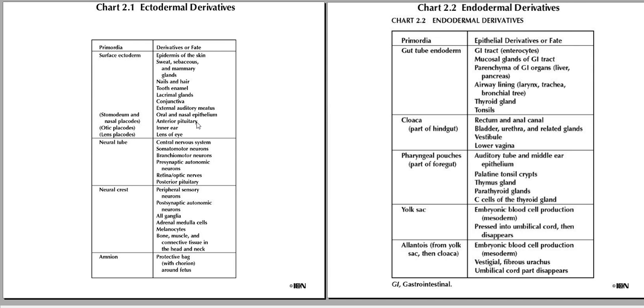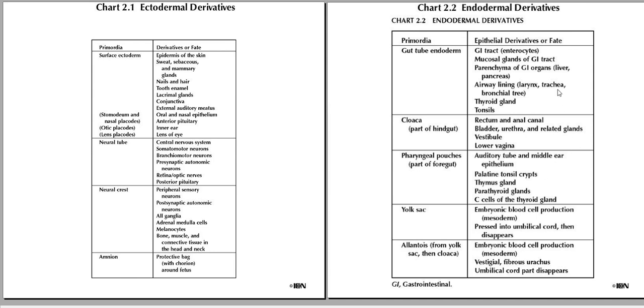Okay, and then the neural tube forms the nervous system, the somatic motor neurons, the branchiomotor neurons, and also the presynaptic autonomic neurons, retina, optic nerves, and the posterior pituitary gland. As for the neural crest, it forms the peripheral sensory neurons, postsynaptic autonomic neurons, all the ganglia, and also the adrenal medulla cells, the melanocytes, bone, muscles, and connective tissue in the head and neck. The amnion acts as a protective bag, with the chorion around the fetus. So that's basically the ectodermal derivatives.